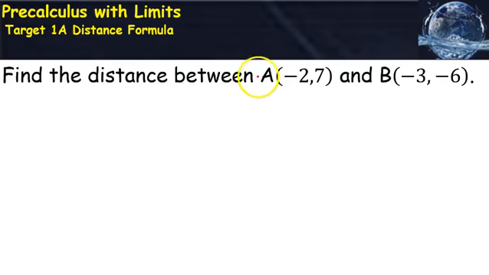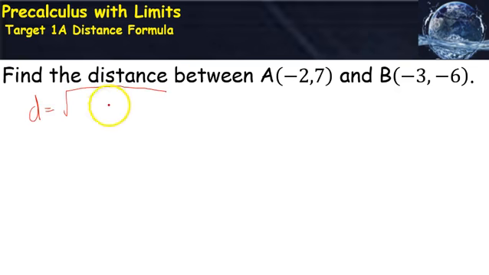This is the Target 1A retake on finding distance. Now you can either use the distance formula or the Pythagorean theorem or the shortcut on the Pythagorean theorem. I'm going to put the distance formula here.